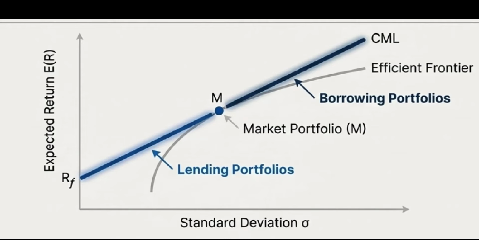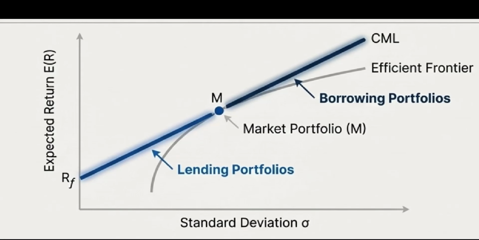Wow. Okay, and this straight line, the one that goes from RF through M and beyond. That is what we formally define as the capital market line. It contains all the new, truly efficient portfolios. So once you accept that M is the only risky game in town, your own personal risk tolerance just determines where you land on that line. That's all it does. Let's break down that spectrum then. You've got the part of the line between RF and M for, say, a low-risk investor.